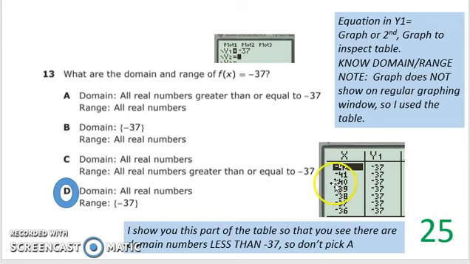Look in the x column right here. This is all the real numbers. Again, if you don't believe me, start scrolling up and down. You'll see that you can go forever to negative land or forever to positive land. And the range is a single number, negative 37.